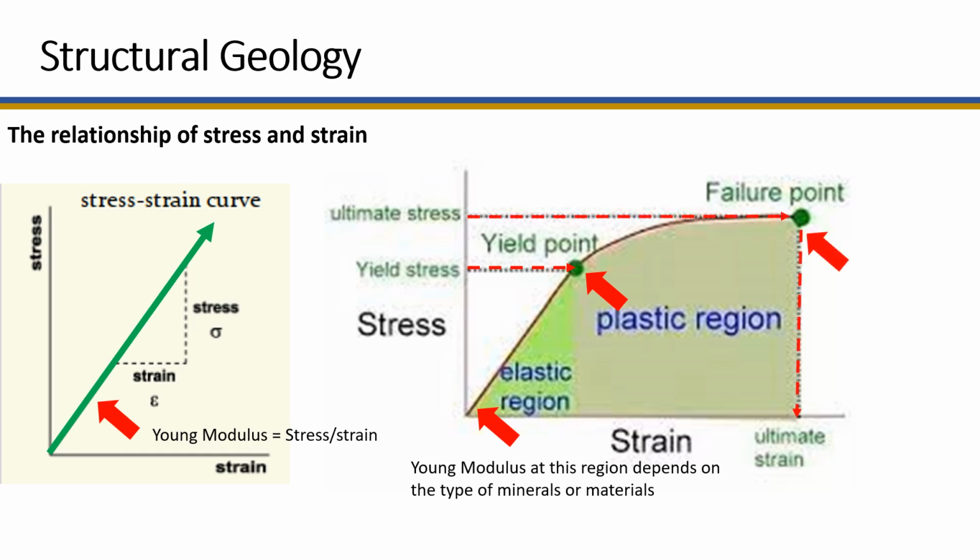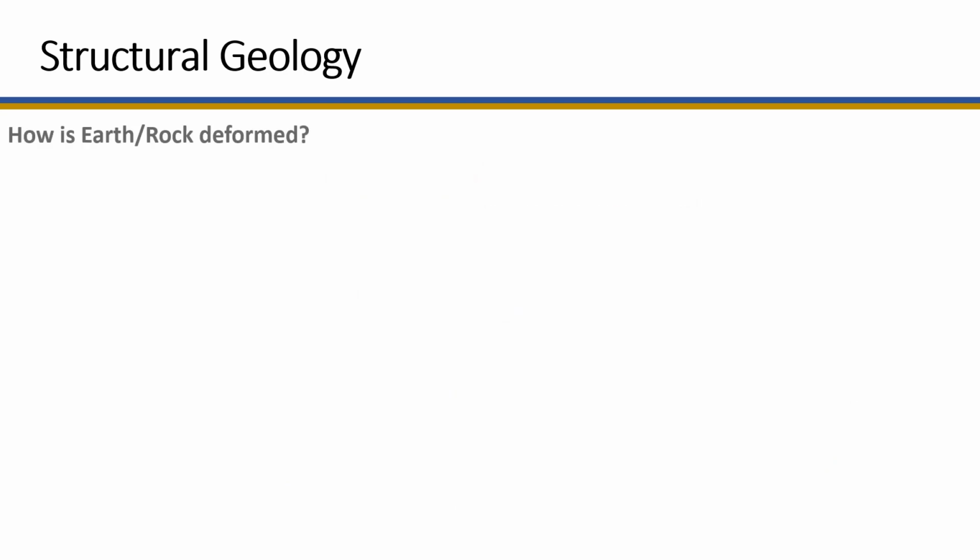Continued application of stress on the material will eventually lead to the attainment of ultimate stress. At this point, an ultimate strain occurs, marking the material's failure point. It is in this phase that the material begins to fracture or become brittle. With the understanding of stress and strain, we can also understand how the Earth's crust is deformed.